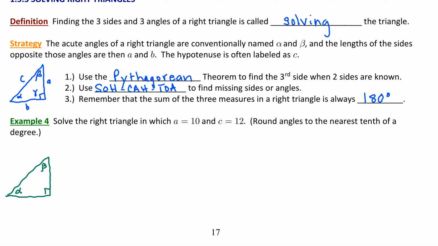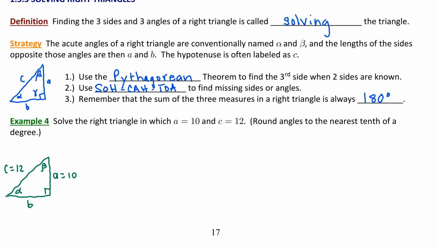The side opposite angle alpha is side A, and we know that's going to be 10. The side opposite the right angle is the hypotenuse. We label that C, that's 12. So we don't know alpha, beta, or B. So we need to start by finding that side B. And we can do that with the Pythagorean Theorem.